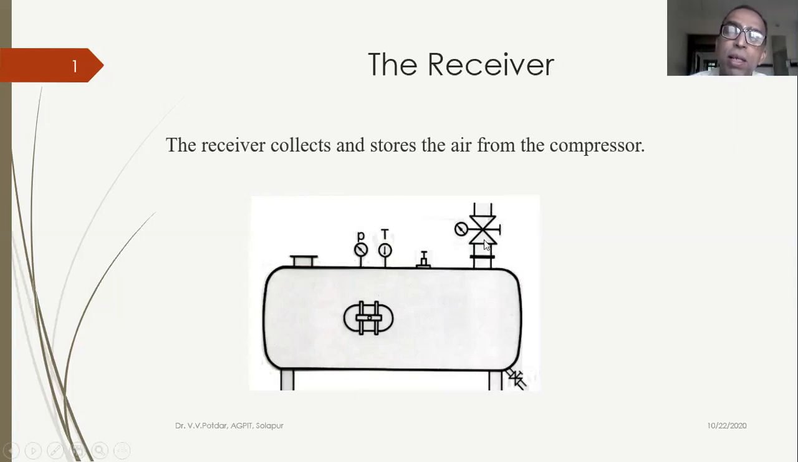And then you have the discharge valve coming out of the receiver or the reservoir or accumulator, whatever you call it. So this receiver collects and stores the air from the compressor. We are not getting into the design part of it. The only thing is that we want to know the utility of the receiver.